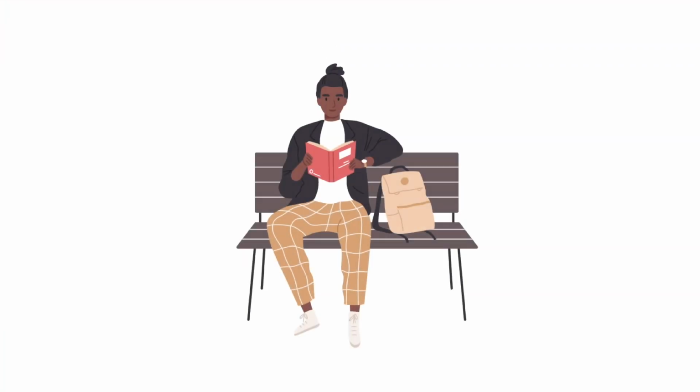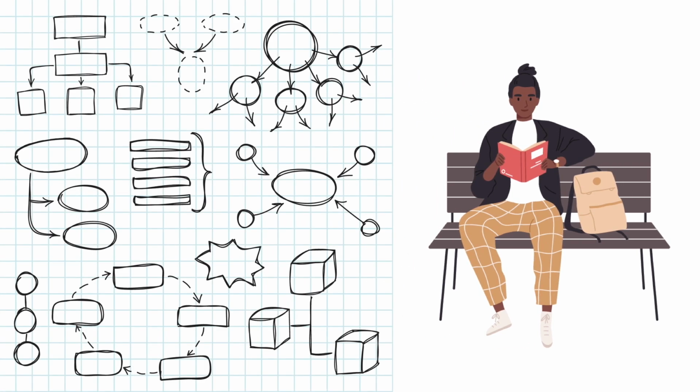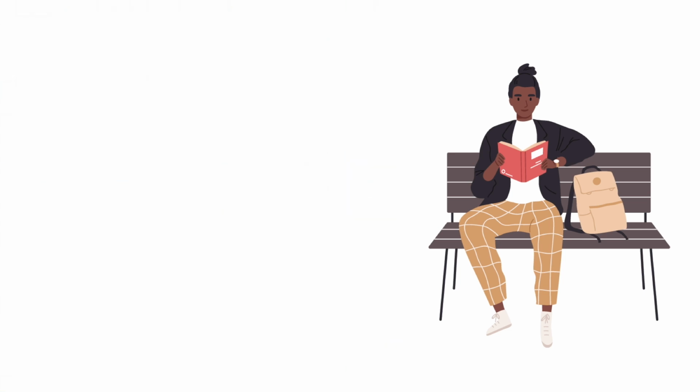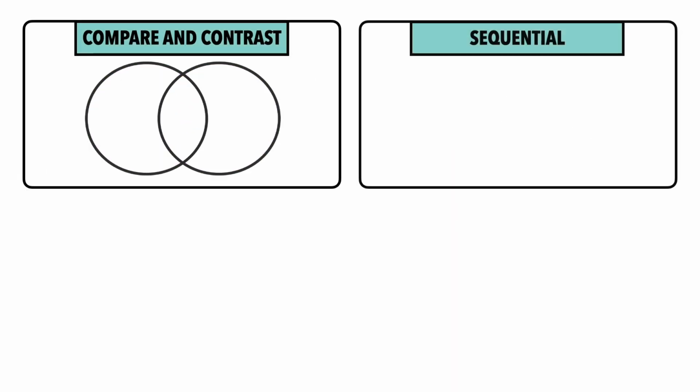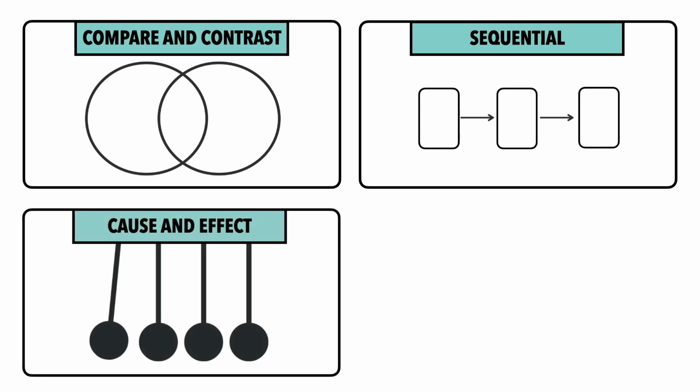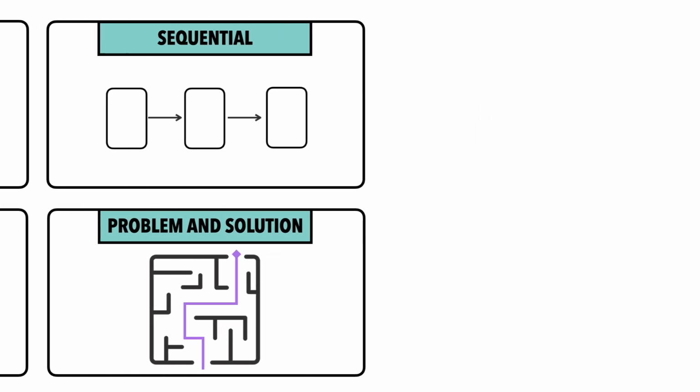When you read an informational text, it's important to pay attention to how the ideas in the text are related and how the author organizes or structures the text. In this video, we'll explore the 4 main organizational text structures that you often see in informational writing: compare and contrast, sequential, cause and effect, and problem and solution. Let's talk about each one.